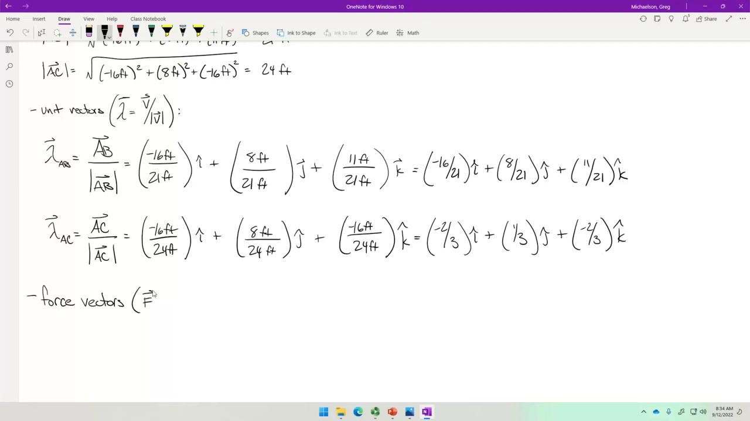So to determine a force vector, we just take the magnitude times the unit vector. Now we were given the magnitude of the forces in the beginning of the problem. So TAB equals, anybody have that written down? 840. And TAC is what? 1200.